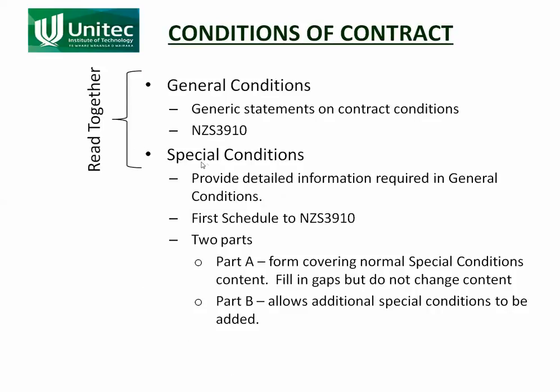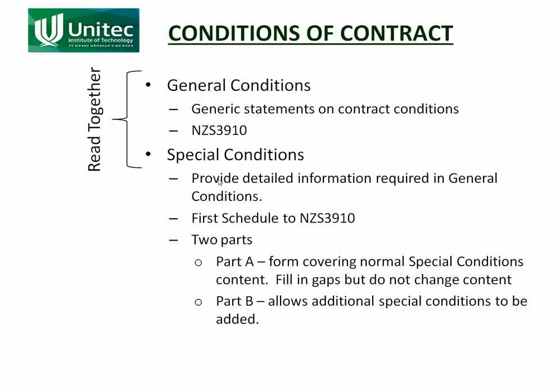So the general and special conditions are read together. You will see that there's clauses mentioned in the special conditions, and those clauses refer to clauses in the general conditions. So the general conditions are generic statements about insurances, about rights and obligations, everything that you need to know about the roles and obligations of each of the parties. And NZS 3910 is the standard that we use in New Zealand, or most of us use.